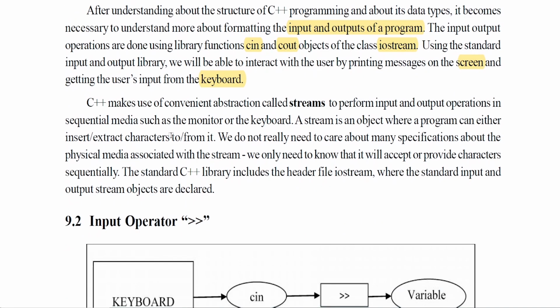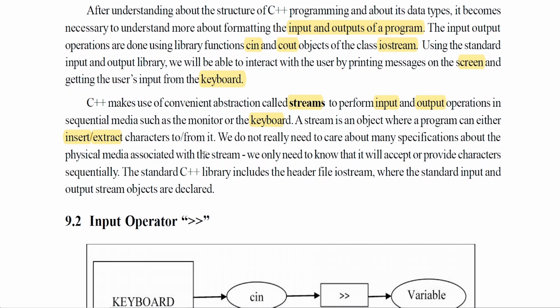So that's the purpose. C++ makes use of a convenient abstraction called streams, that is like header files, to perform input-output operations. A stream means bits which will be flowing towards computer memory, and from the computer memory to the output. That's why the word stream. So operations in a sequential media such as a monitor or the keyboard. A stream is an object, it's like a class where the program can either insert, that is from the program variables to the memory, or extract characters from or to it.